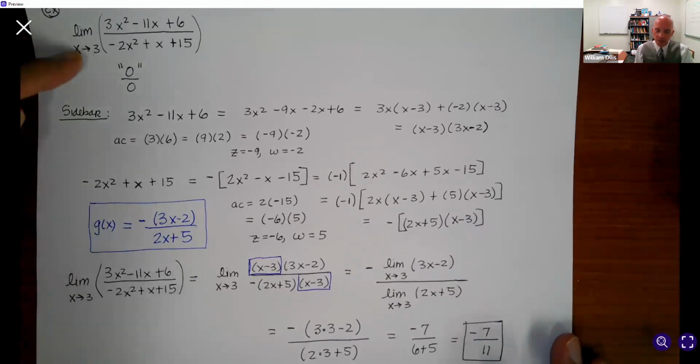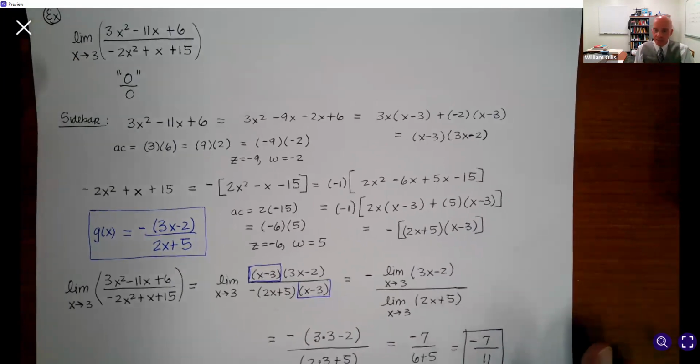So now we have a good example, and of course, these would make great test questions. Okay, let's look at another. We got several examples to do, but that's good.